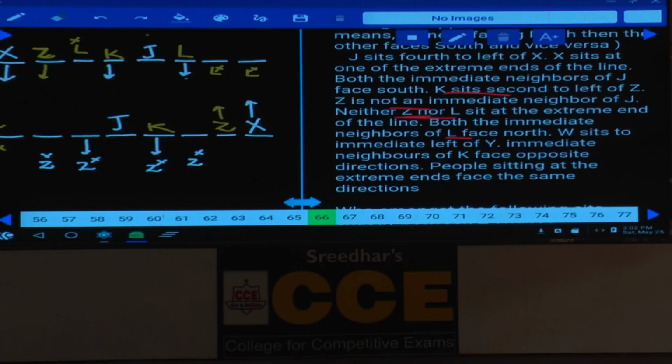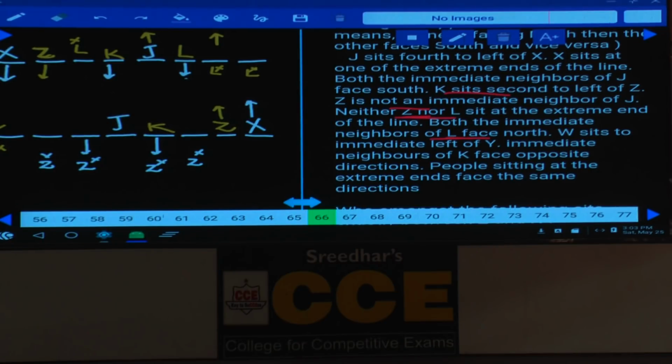If L is here, the immediate neighbors of L are facing towards north, these two persons are facing towards north. Both the immediate neighbors of L face north, and W sits to the immediate left of Y.